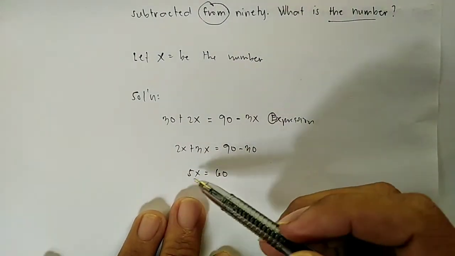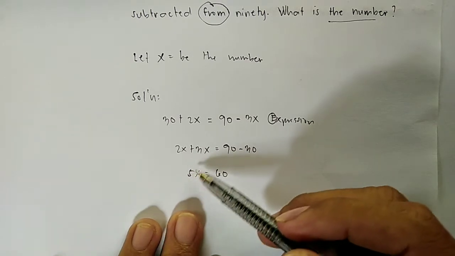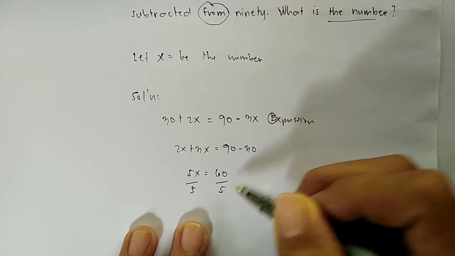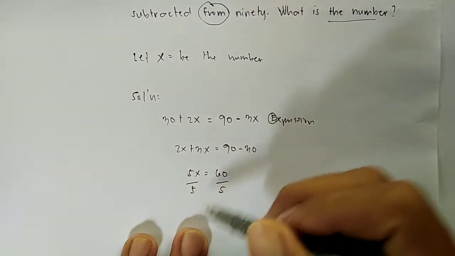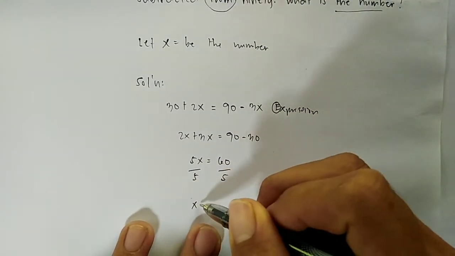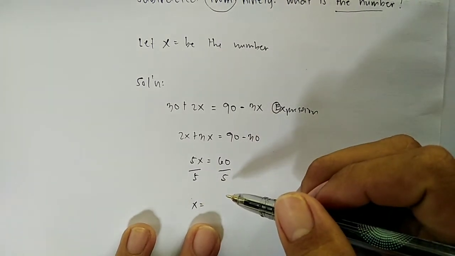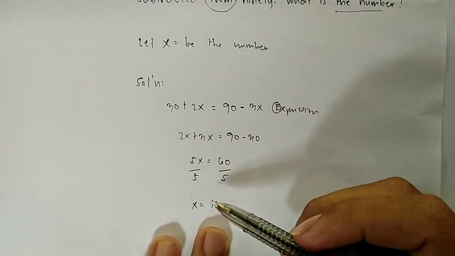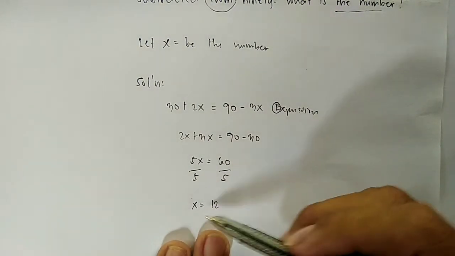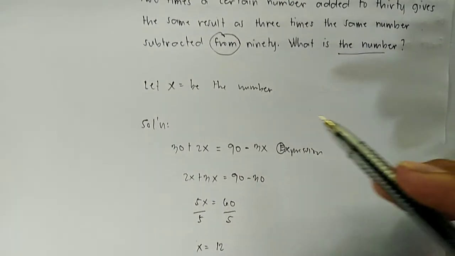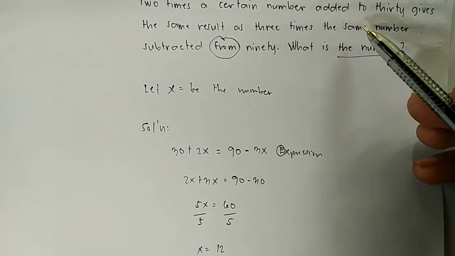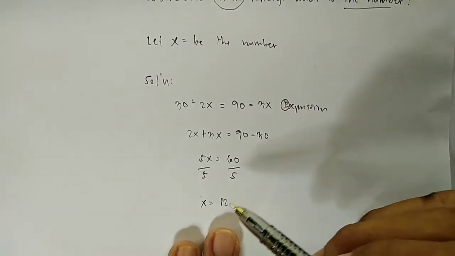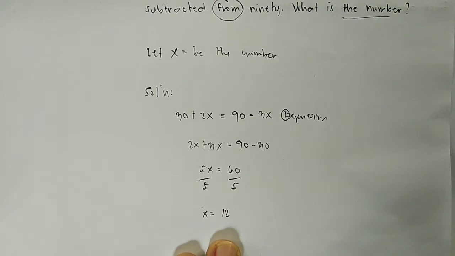Notice that we have 5 on the left side. To make the left side x only, we divide both sides by 5 to eliminate the 5 on the left side. So 5x divided by 5 is x, equals 60 divided by 5, that is 12. So we already found the value of x that represents the number the problem is looking for, which is equal to 12.